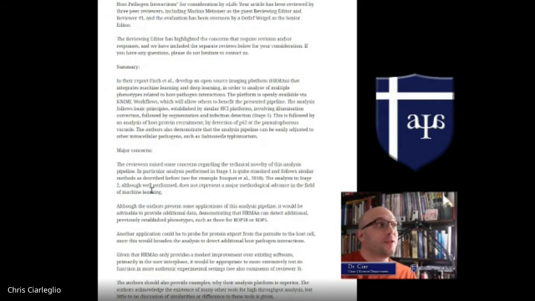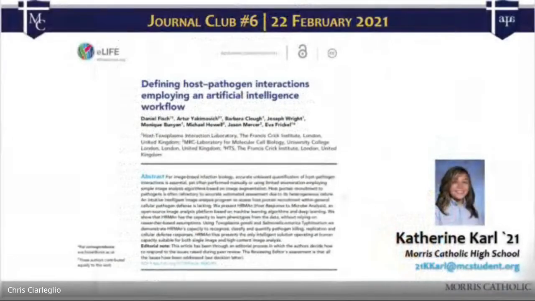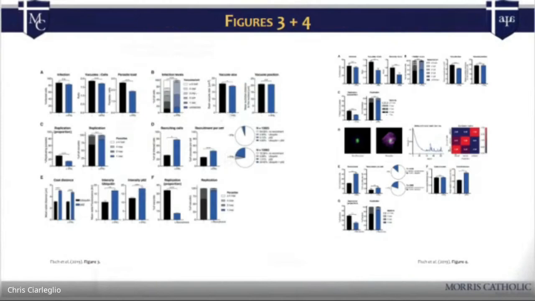And then figures 3 and 4 had nothing to do with AI. These were biological data. And they were biological data showing things that are well known for 30 years, 40 years maybe. So it's not novel either.